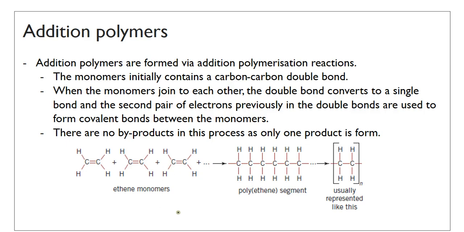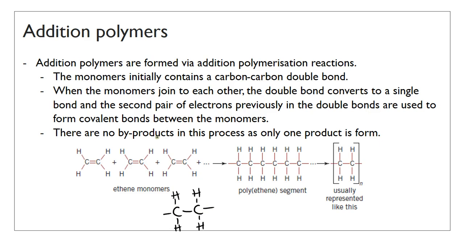So basically you're going to break one of the bonds in the carbon-carbon double bond. And when you do that, you create two extra openings, if you will. Any addition reaction is going to do that. But in the case of an addition polymerization, this opening is going to be used to connect to another monomer. So the second pair of electrons previously in the double bond are used to form a covalent bond. You can form one covalent bond on this side and one on the other side.